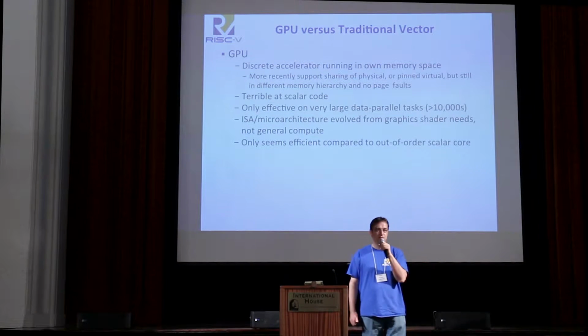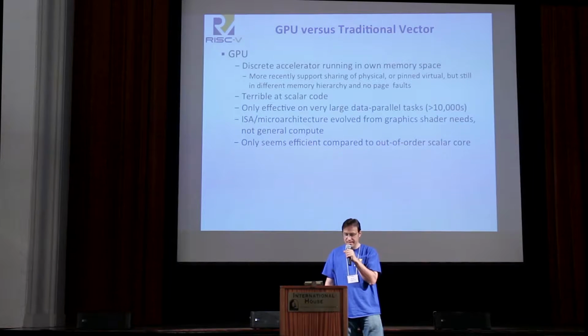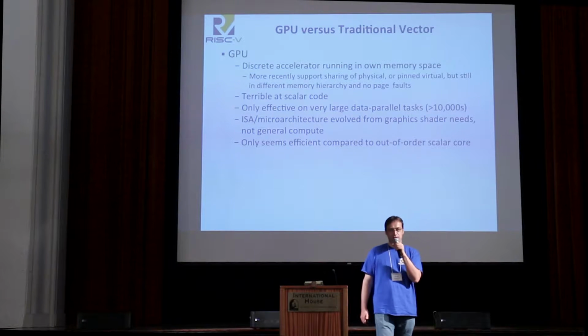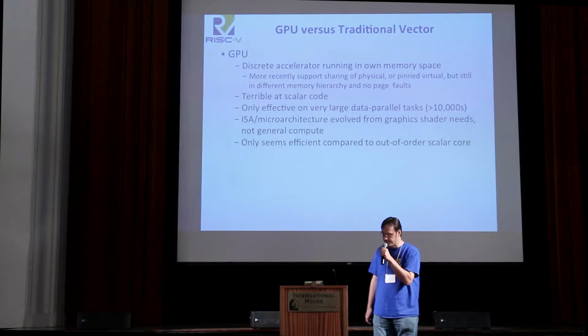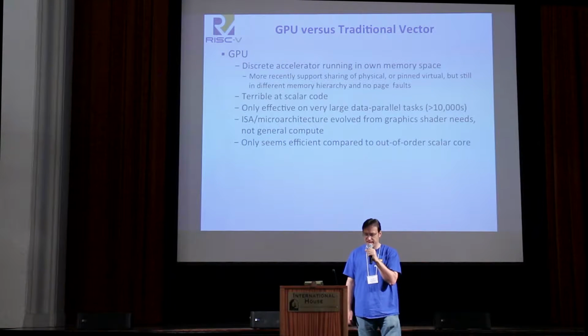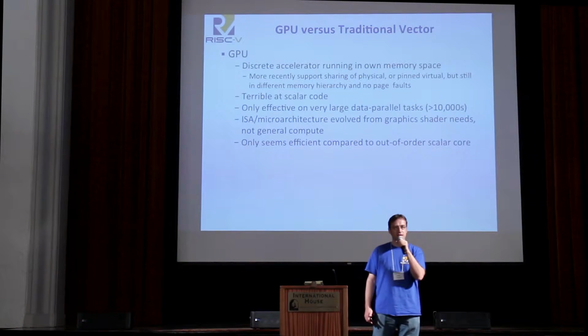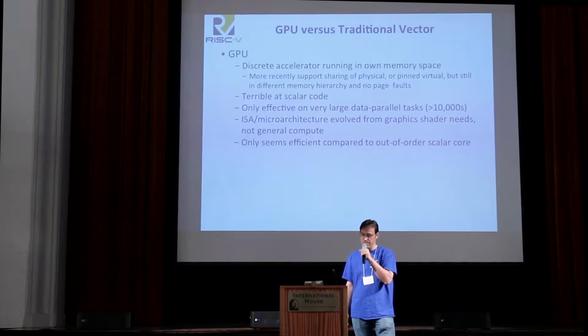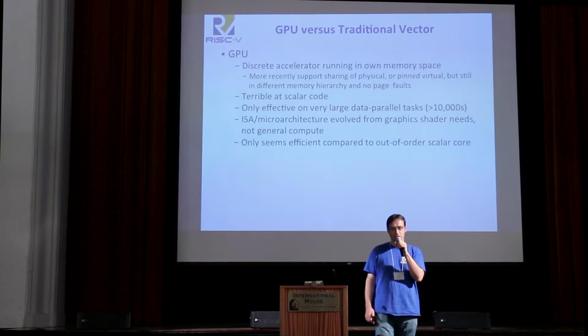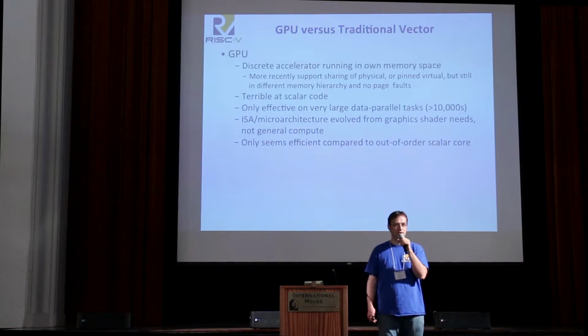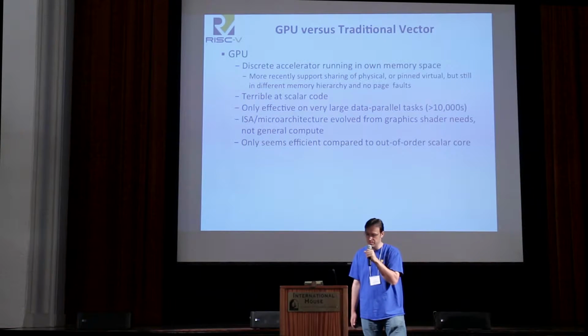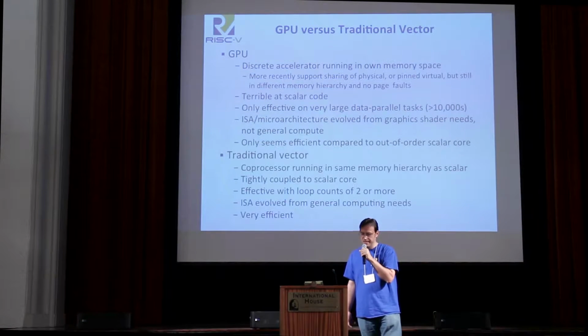They're terrible at scalar code, so you do that on the host CPU. And they're really only effective in very large data parallel tasks, tens of thousands of elements. And the ISA kind of evolved from graphics shader needs, and so doesn't really make sense in general. They're trying to make them more general. And they really only seem efficient if you compare them against Intel's out-of-order cores, right? Otherwise, they're really terribly inefficient compared to most data parallel engines.